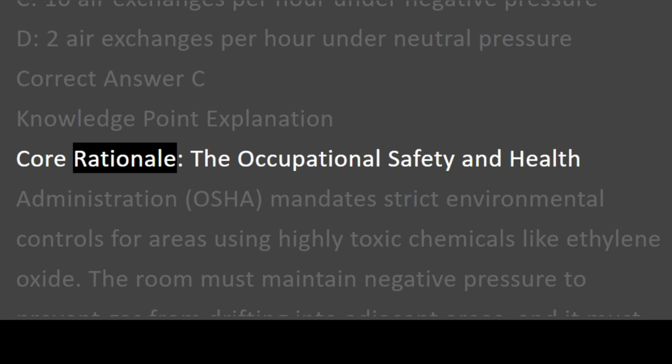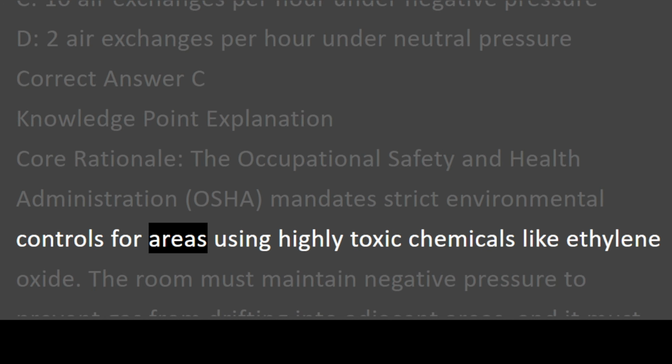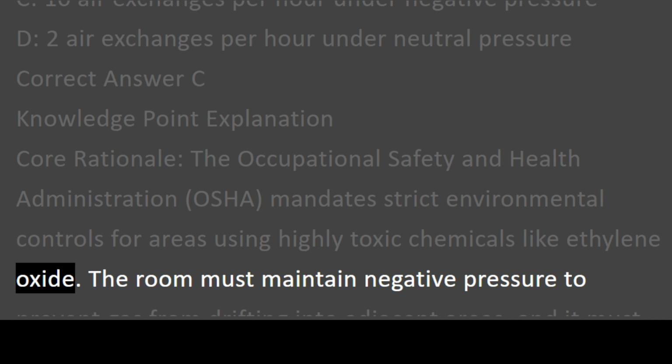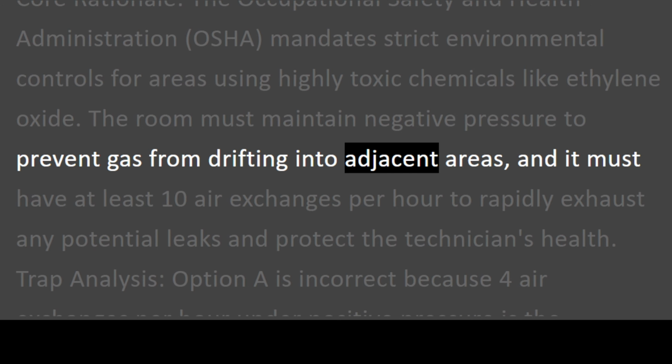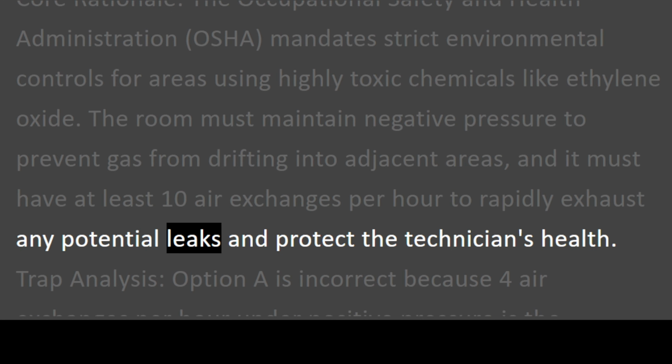Core rationale. The Occupational Safety and Health Administration, OSHA, mandates strict environmental controls for areas using highly toxic chemicals like ethylene oxide. The room must maintain negative pressure to prevent gas from drifting into adjacent areas, and it must have at least 10 air exchanges per hour to rapidly exhaust any potential leaks and protect the technician's health.